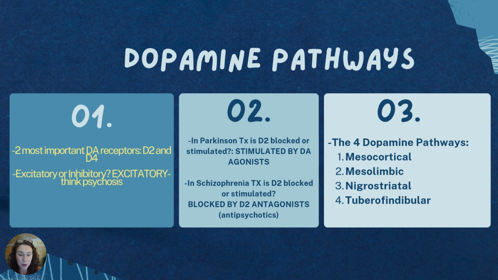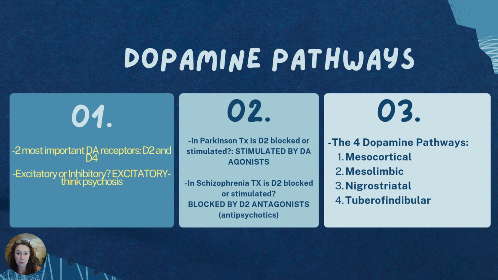Okay, last bullet point on here. This is just a quick rundown. When we think of dopamine pathways, there are 4 that you need to know for this exam, and you need to know all of these and how they work. So 1, mesocortical.